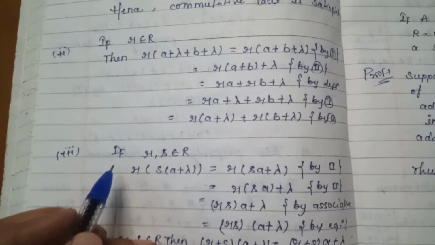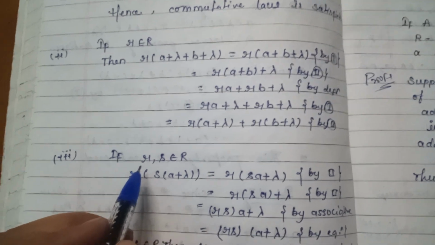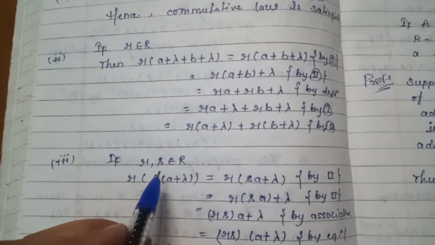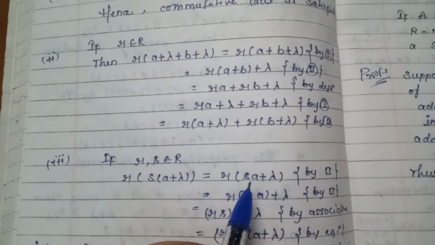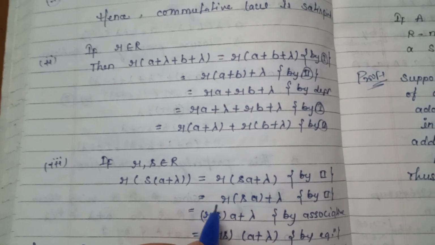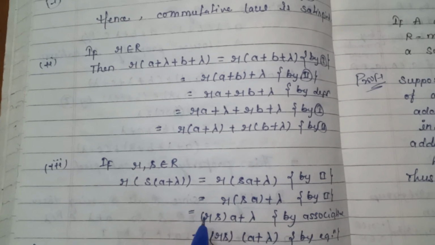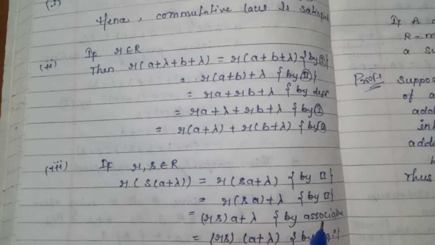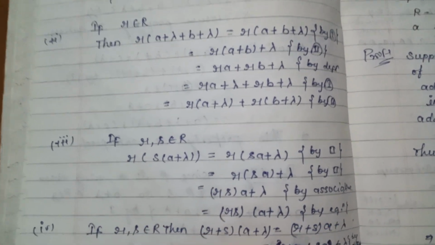Now the third is: if small r and small s belong to R, then (rs)(a + λ) is equal to (rs)a + λ by second, which is equal to r(sa) + λ by associative property, which is r(s(a + λ)) by equation.